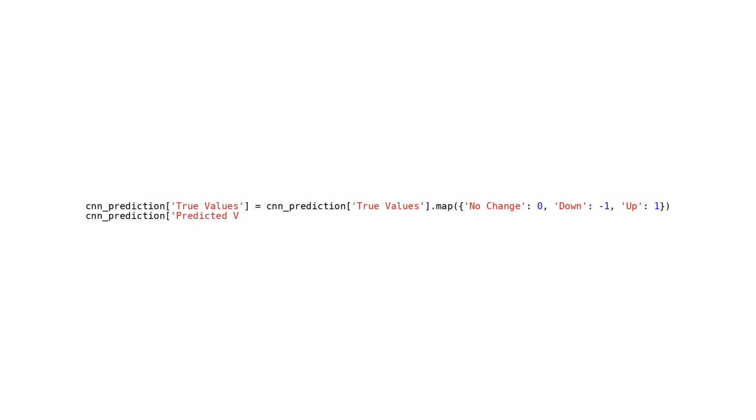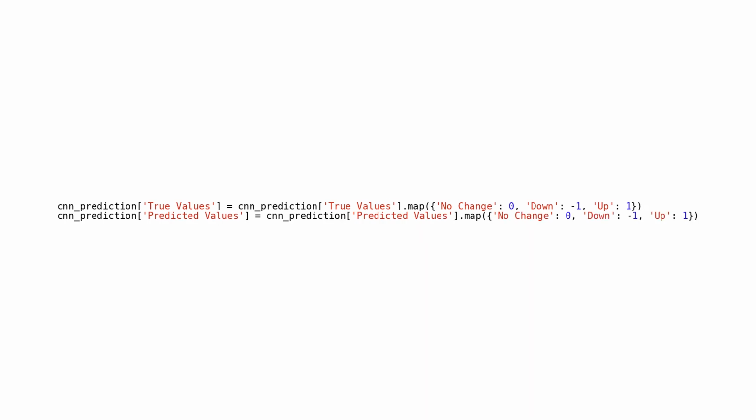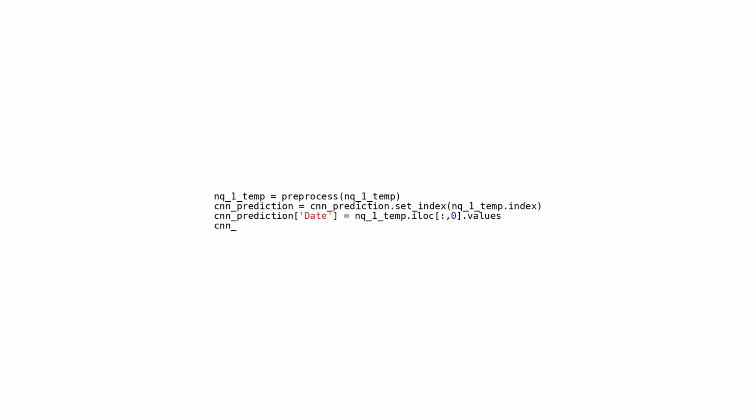This section of code uses Python to convert categorical labels to numerical values in a data frame named prediction. It focuses on the column's true values and predicted values, replacing no change with 0, down with 1, and up with 1. This step prepares the data for further analysis or use in a machine learning model that requires numeric input. The code performs 4 main actions: applying a preprocessing function to a data frame, setting the index of another data frame to match the first, adding a new column using values from the first column, and displaying the last few rows of the updated data frame to visually verify the changes.